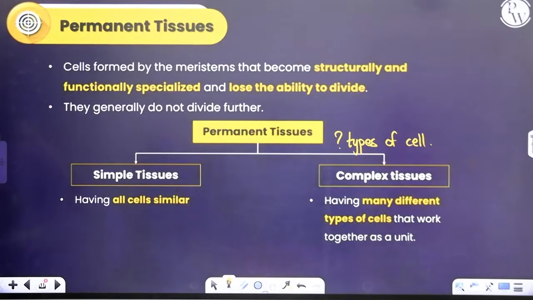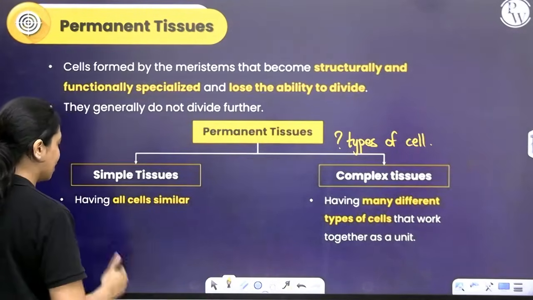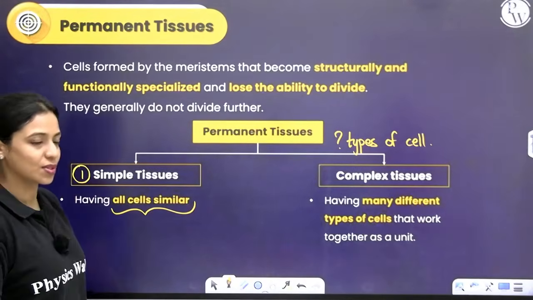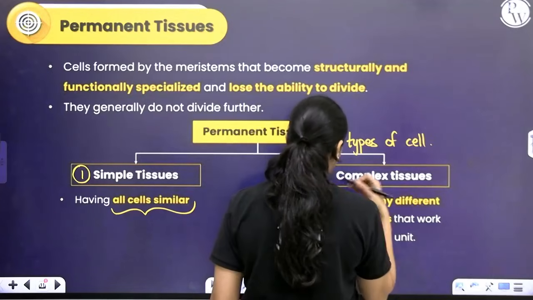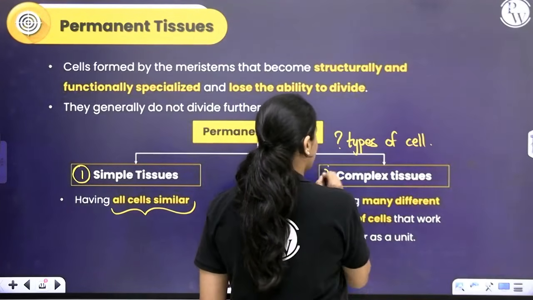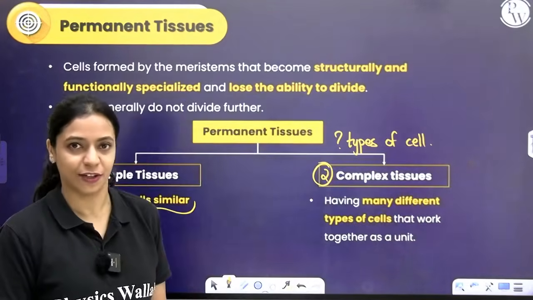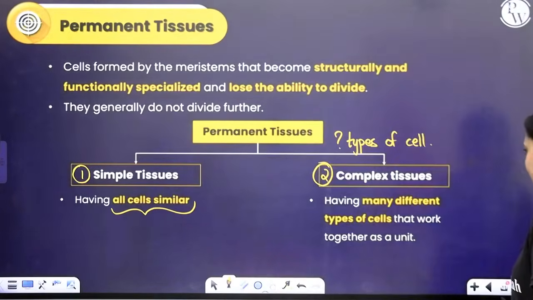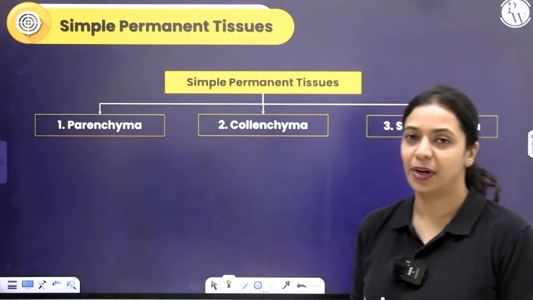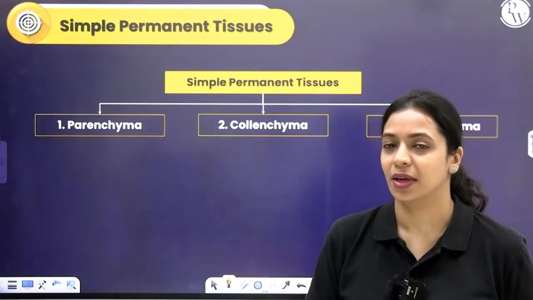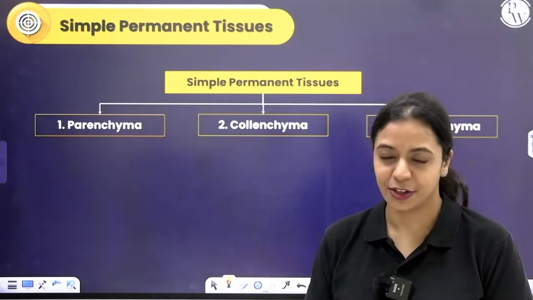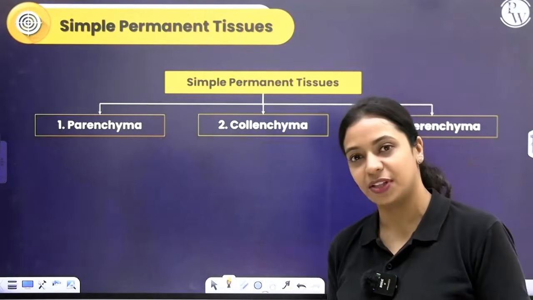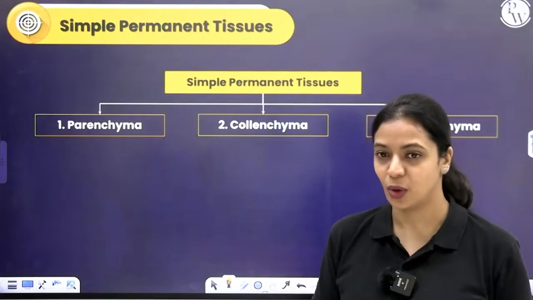If they are all made up of a single type of cell, all of the cells are similar, then you call it simple permanent tissues. If you have more than one type of cell forming the tissue, then you call it complex permanent tissue. In simple permanent tissue, we have three types: parenchyma, collenchyma, sclerenchyma. And in complex permanent tissue, we have two types: xylem and phloem. First, we will learn about simple permanent tissues in this exact same order: parenchyma, collenchyma, sclerenchyma. And then after that, we will learn about xylem and phloem. Alright.